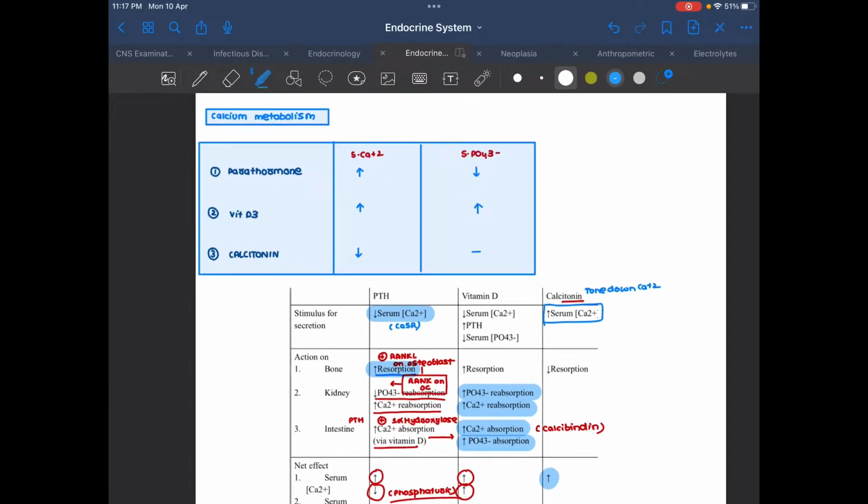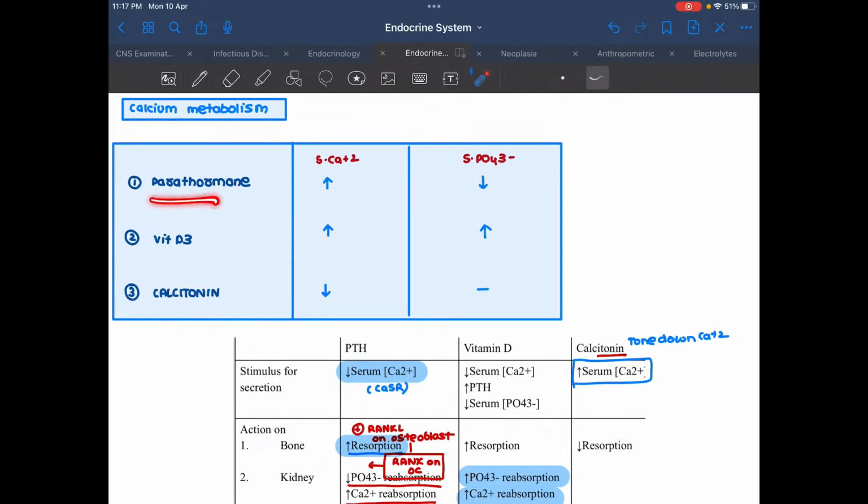So let's just go to that table. Parathormone, it's going to increase serum calcium, decrease the serum phosphate. Done.